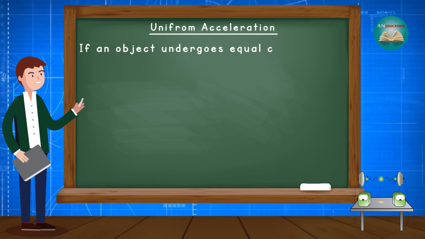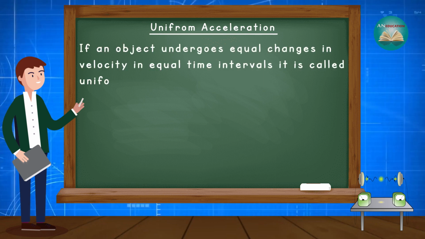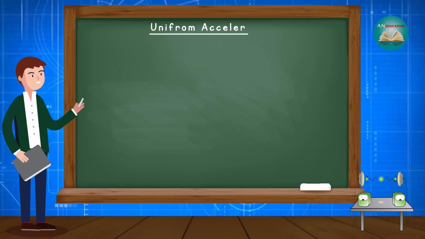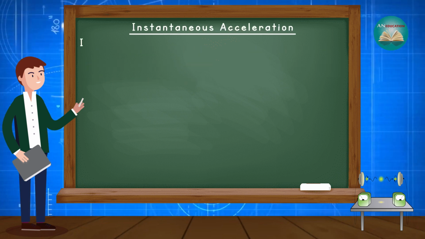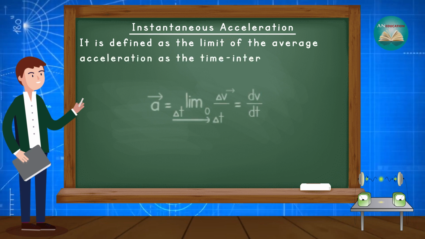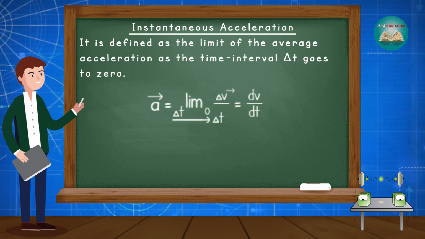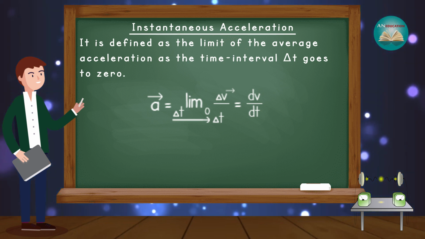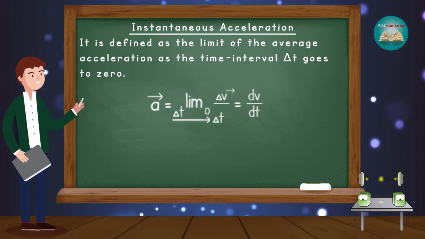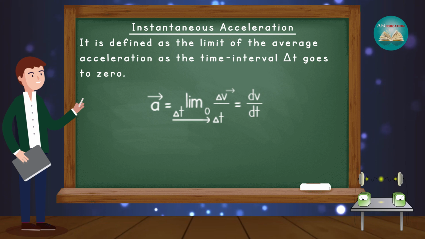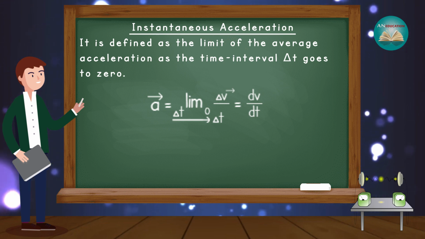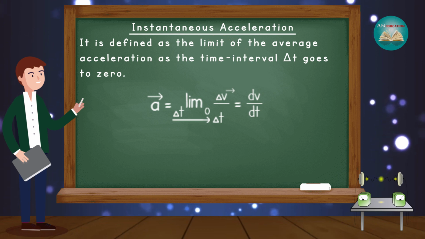If an object undergoes equal changes in velocity in equal time intervals, it is called uniform acceleration. After that, let's discuss instantaneous acceleration. It is defined as the limit of the average acceleration as the time interval delta t goes to 0. That is, instantaneous acceleration is equal to the limit delta t tends to 0 of delta v upon delta t, which is equal to dv by dt. This means differentiation of velocity with respect to time.